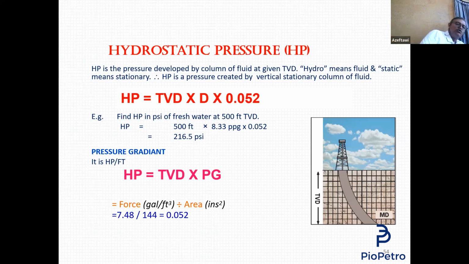From these two formulas, HP goes down to HP on the other side. TVD goes all the way down to TVD. But here it was density times constant. By the time it goes down, it became PG, which means that PG is density times constant. These are the three formulas we are using in calculating the hydrostatic pressure in a very simple way.